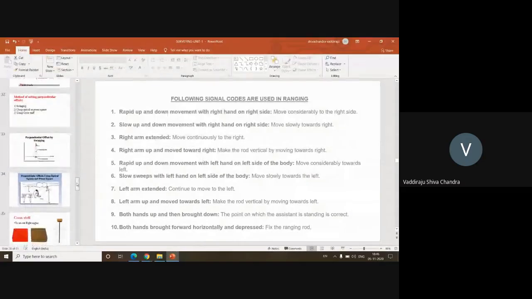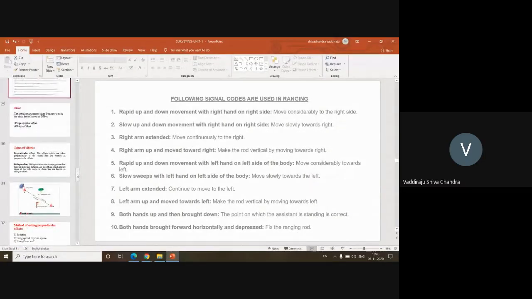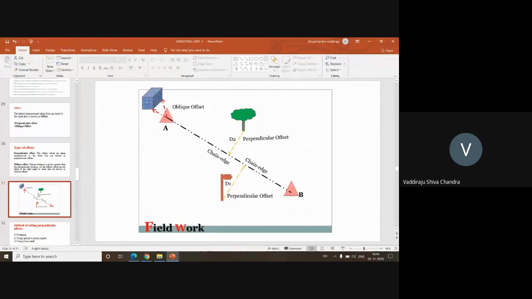Then I'll move to offsets. What is an offset? I think this is a basic definition which you already studied. What do you mean by an offset? It is a lateral distance of any object from the chain line. From this figure, you can see there are two endpoints A and B. This is the main chain line. If I want to establish or determine the position of an object from the chain line, so the bottom of this object is called the offset.